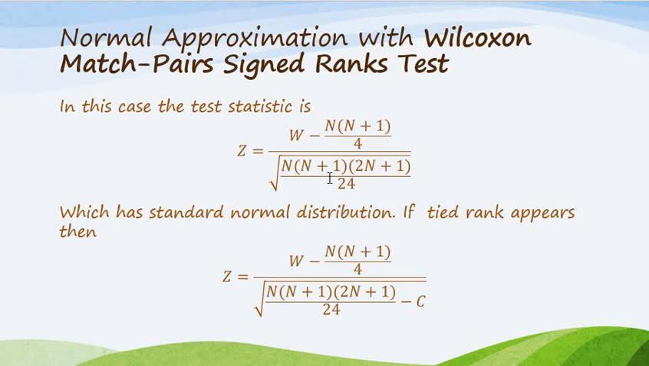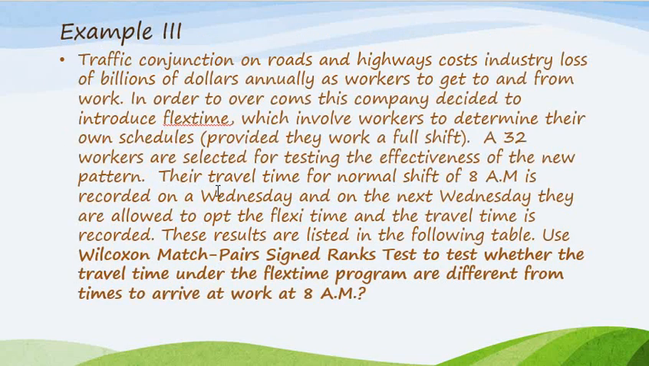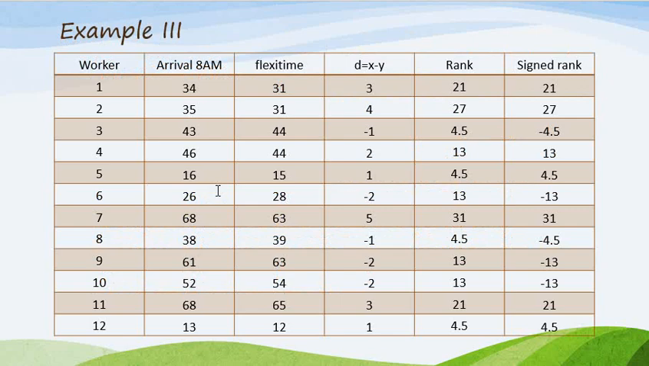If there is no correction factor, this is Z, and if there is a correction factor, this is taken as Z. The rejection rule is according to the null hypothesis. If mu1 is less than mu2, reject H naught if Z is less than minus Z alpha. If mu1 is greater than mu2, reject H naught if Z is greater than Z alpha. And if mu1 is not equal to mu2, reject H naught if absolute Z is greater than Z alpha by 2. So this is an example.